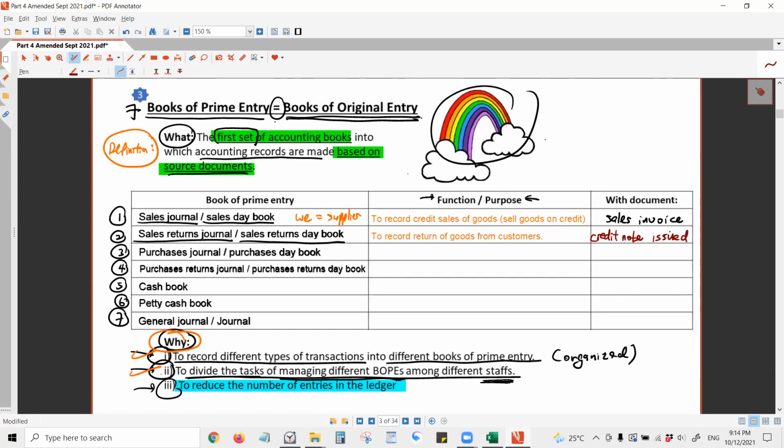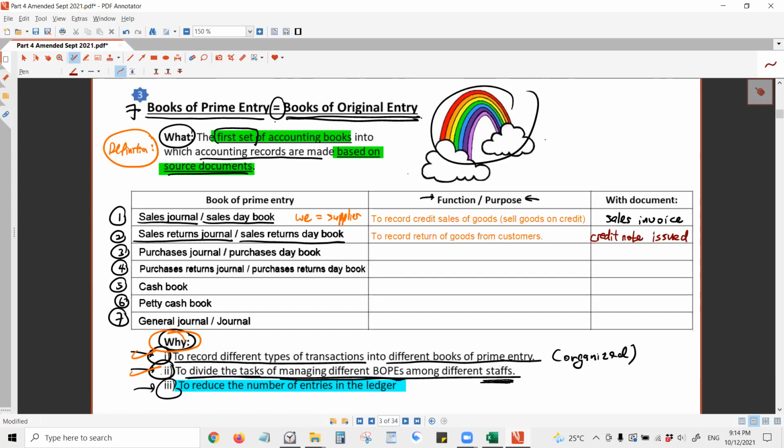Kind of like the explanation that I did for the sales invoice. Why do we call it sales invoice? Because we are the supplier. Why do we call the credit note a credit note issue? Because we are the supplier. But it's the same piece of paper. From the supplier's point of view, we call it credit note issue. From the customer's point of view, we call it credit note receive.